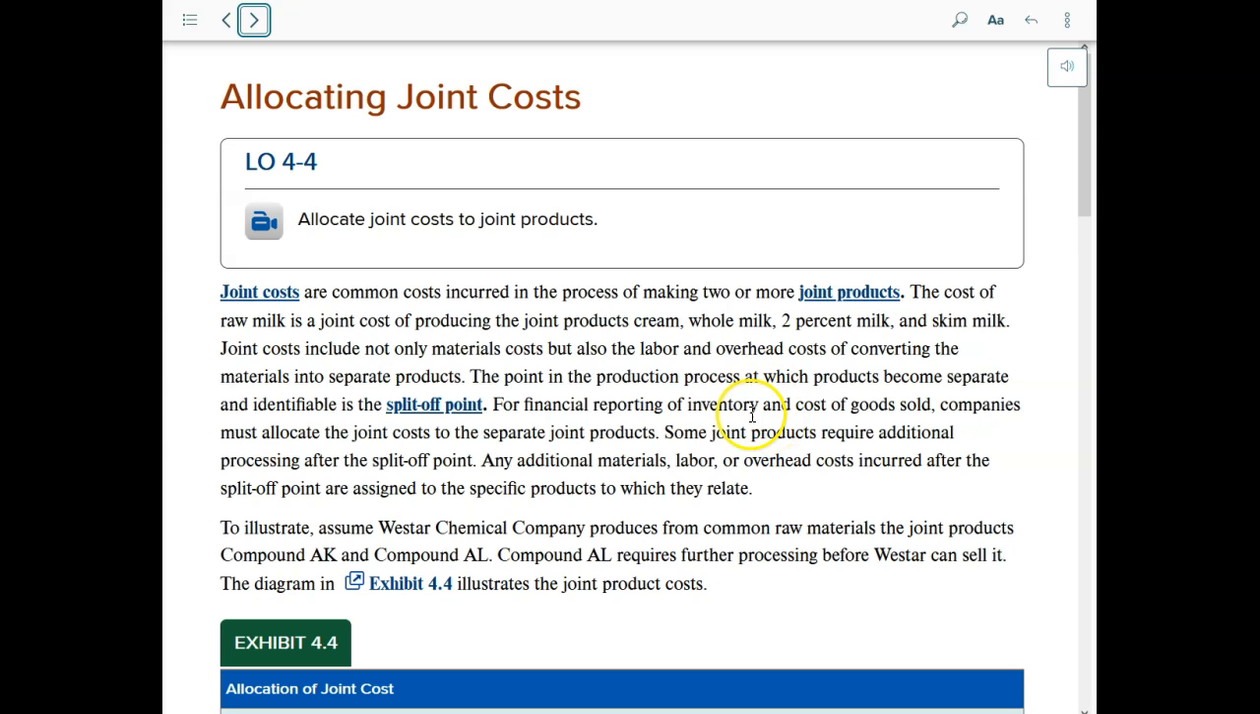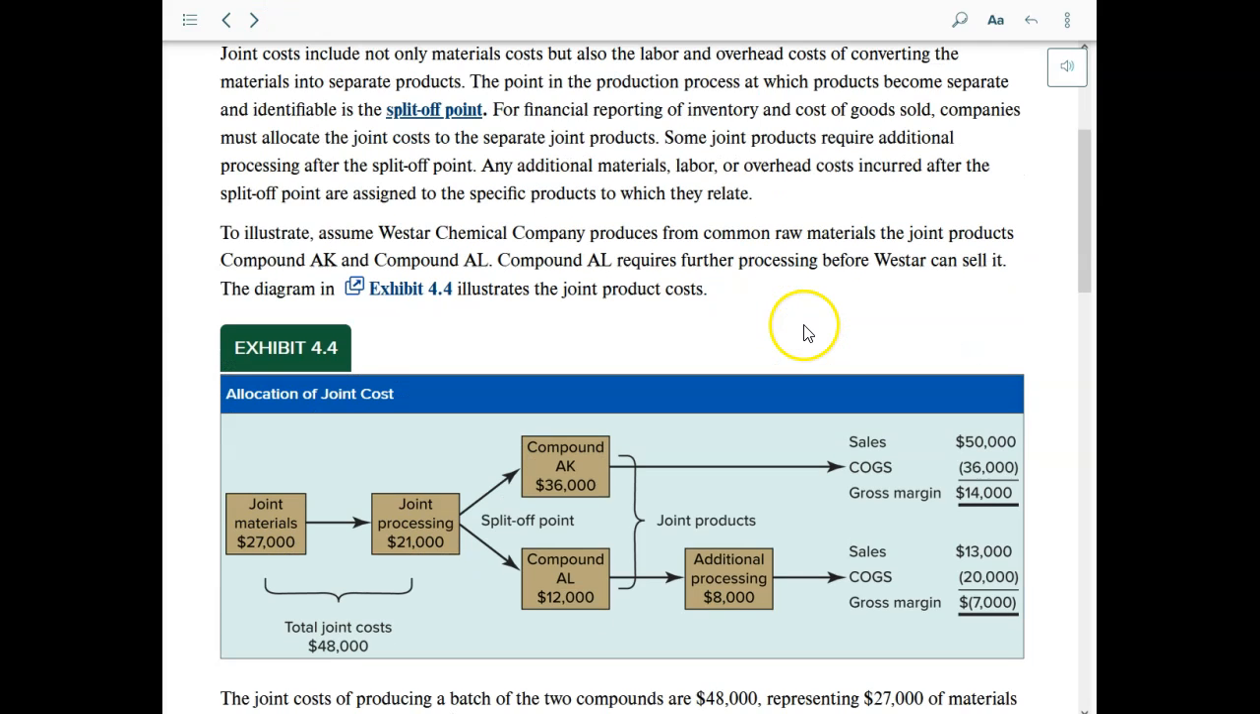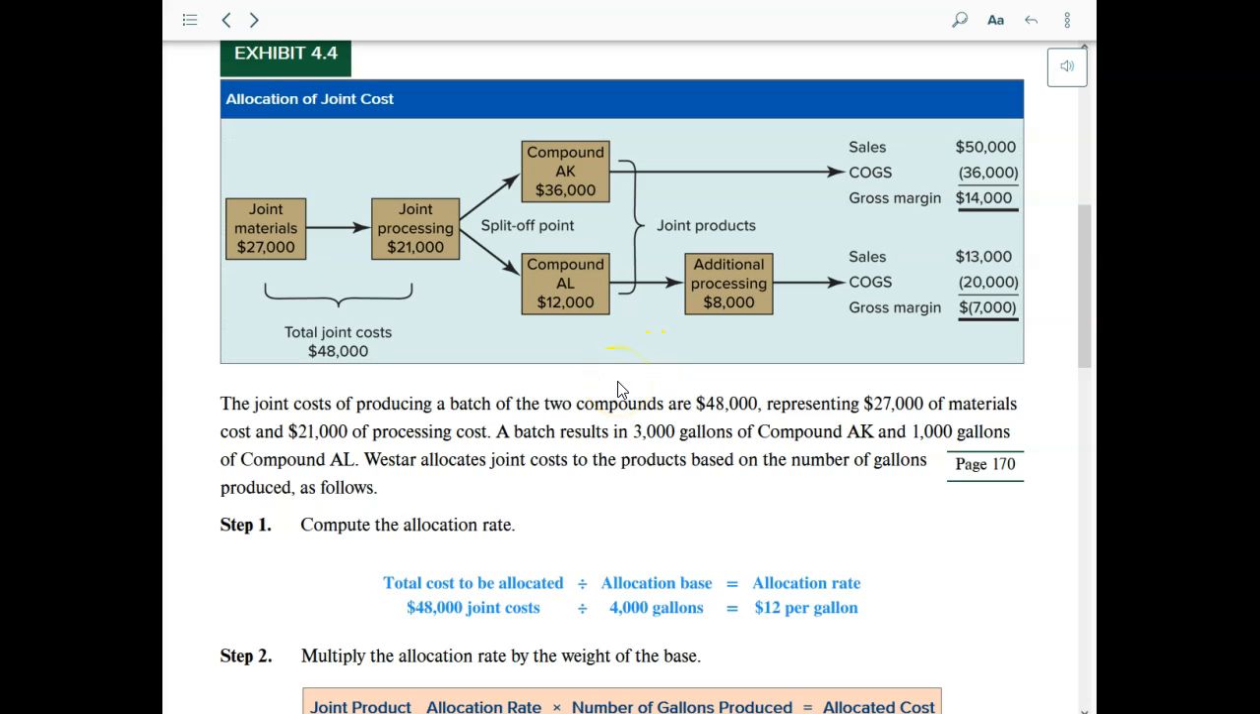Joint cost. Okay, this is a little interesting area. I have a good little chart here. Let's say you're making a chemical and materials come in. The materials cost $27,000. And to produce it to a certain point costs $21,000. So the materials themselves cost $27,000. Processing cost $21,000. At this point, we have a split off point. You have two products coming out of this point. You have compound AK, compound AL.